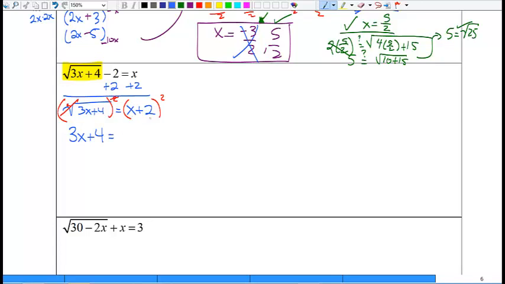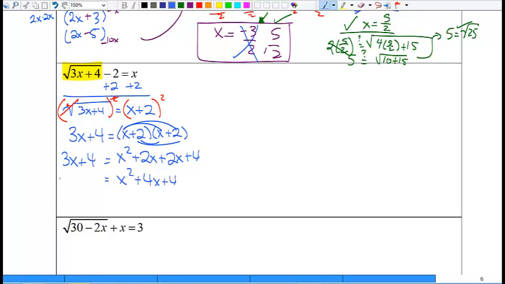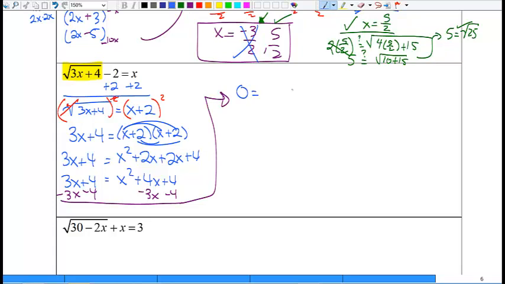But on the right-hand side, I have a binomial squared. This is the first time I have a binomial squared, which means that I need to write out my two binomials and distribute, which is getting me x squared plus 2x plus 2x plus 4, and then I'm going to subtract 3x from both sides and subtract 4 from both sides, which gets me 0 equals x squared plus 1x.